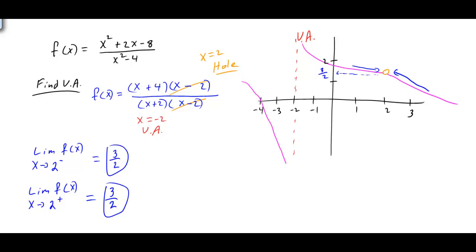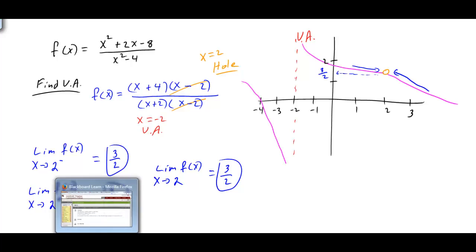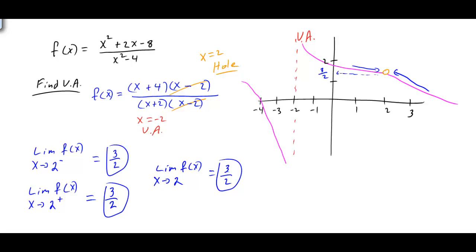So we could have used direct substitution, which means if we were to calculate the limit as x approaches 2 from both sides, because the left and right both equal 3/2, that means the limit from both sides is 3/2. So again, x equals 2 is a removable discontinuity, and when we calculate the limit from the left or the right or both sides, we end up with 3/2.